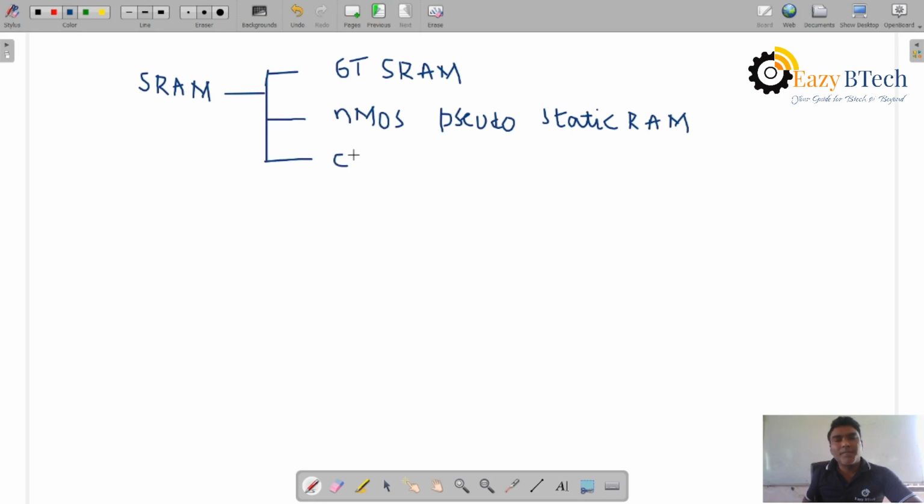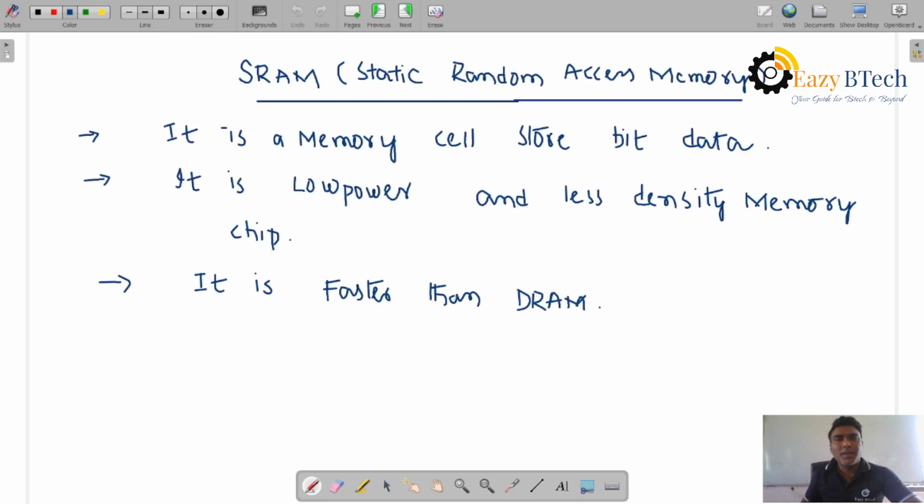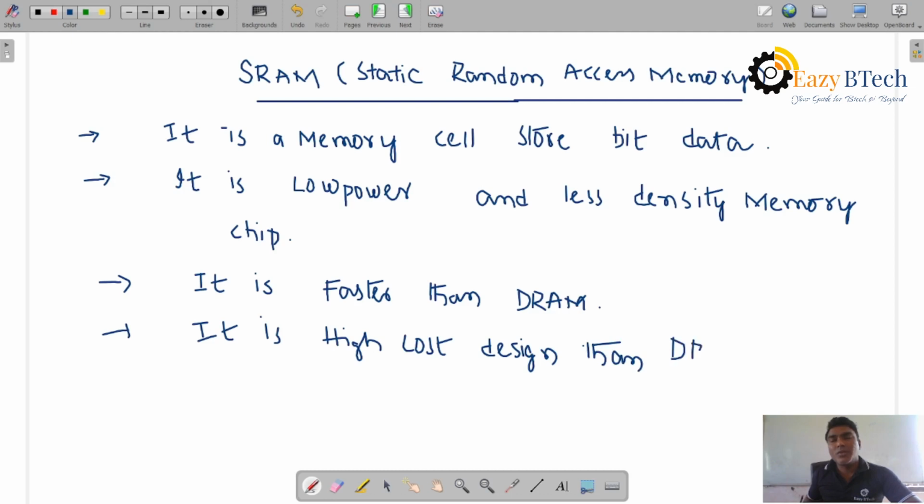And the third one, let us discuss CMOS pseudo static RAM, right? This is the third one of classification types of SRAM, right? It is less power, and it is also high cost design than the DRAM. We can take this as the differences between SRAM and DRAM: high cost, faster than DRAM, low power, less density, and the memory cell stores the data.